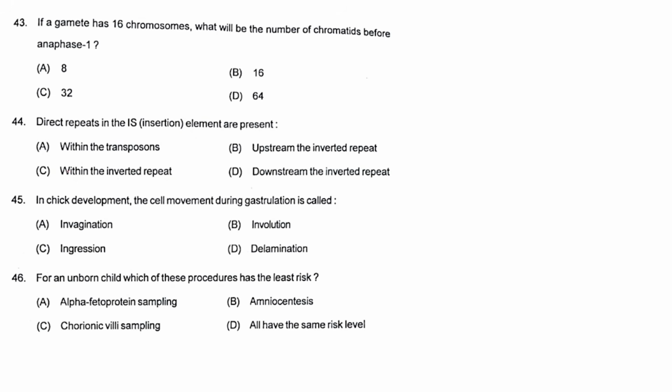So next question is question number 46. The question is asking, for an unborn child, which of these procedures has least risk? The options are A, alpha fetoprotein sampling, B, amniocentesis, C, chorionic villi sampling, and D, all have the same risk level. Let me tell you what are these.